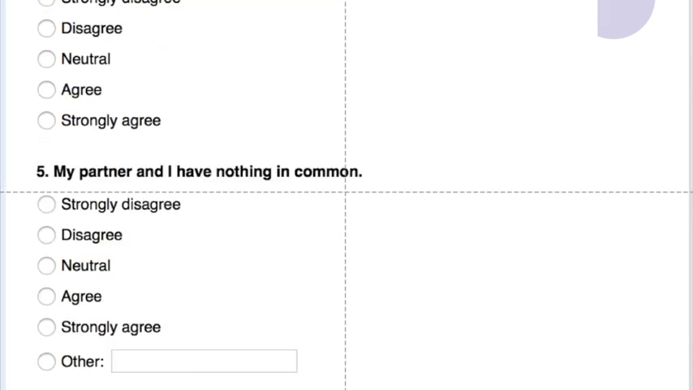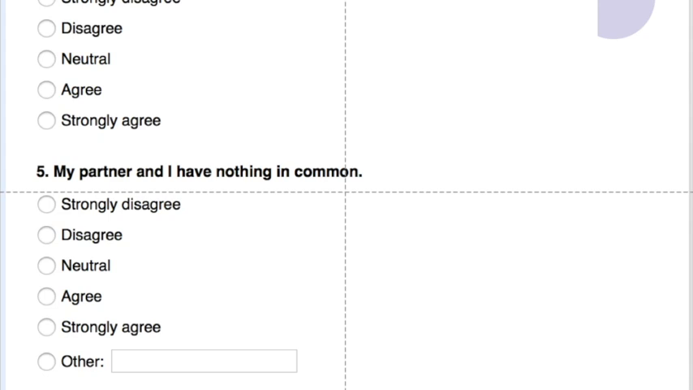My partner and I have a lot in common. These are multiple choice questions. What I would encourage you to do instead is what's called a scale question in Google Forms. You can take a look at how to do those. I think the video goes over that. In that case, rather than it being the words strongly disagree, disagree, neutral, and agree, it's actually entered into your data form as numbers, which makes it easier to analyze later.